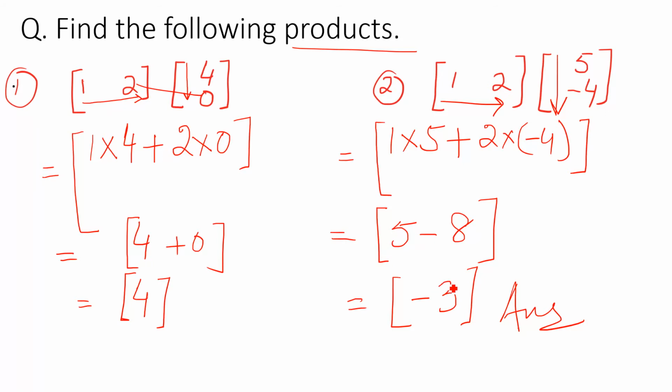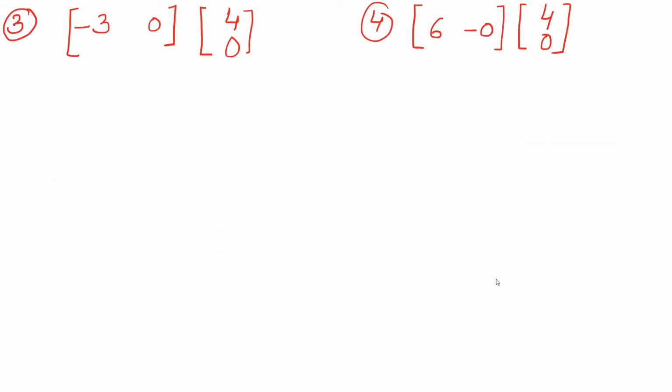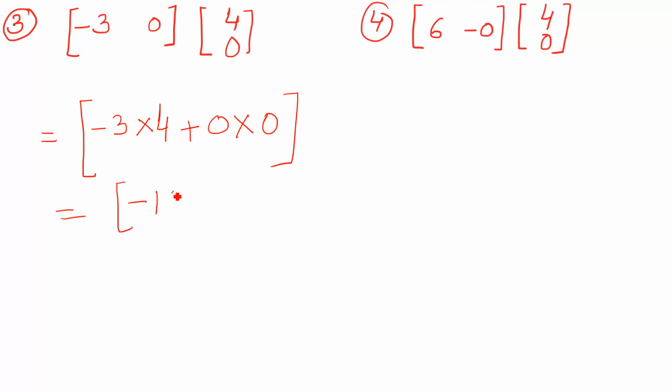Right? Move on to question number 3. Here we have 2 columns, 2 rows. Yes, we can multiply. How we will multiply? Row with the first element of the second matrix plus 0 multiply by 0 equal to minus 12, right? Equal to minus 12 plus 0, which is equal to negative 12.